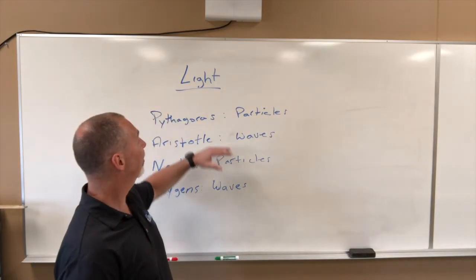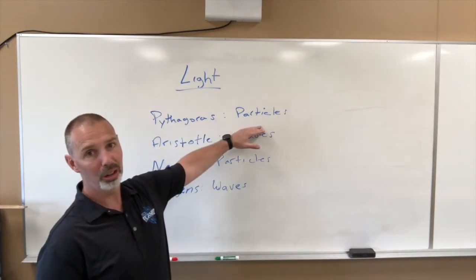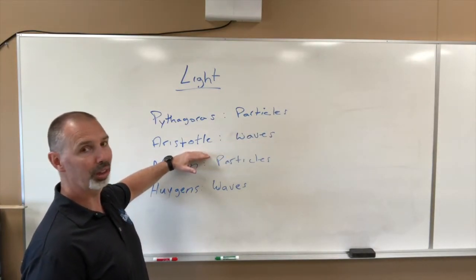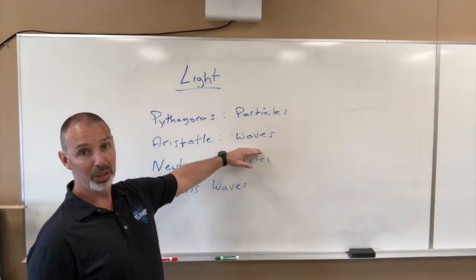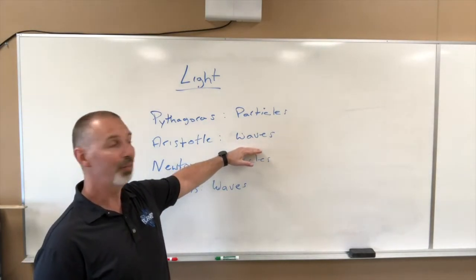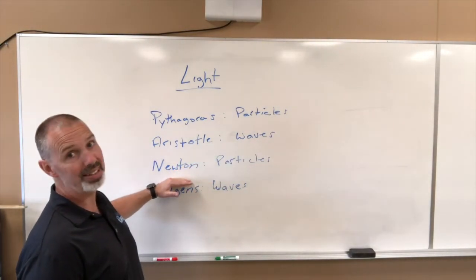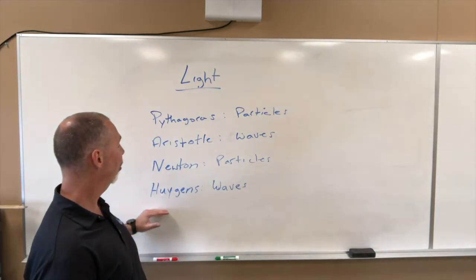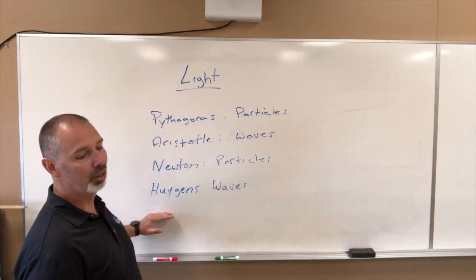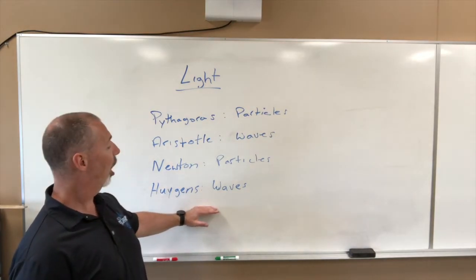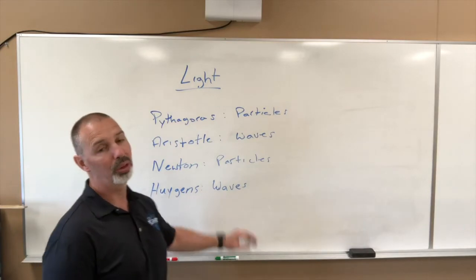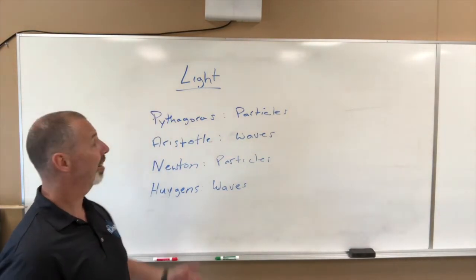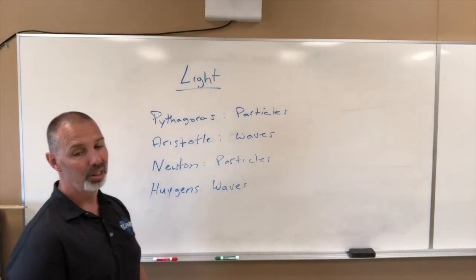We have scientists like Pythagoras who believed it was a stream of particles, and Aristotle disagreed with Pythagoras. They lived around the same time, and he believed that light was a wave. Moving forward, Isaac Newton believed that light was a stream of particles, and another scientist by the name of Christian Huygens believed they were waves. Huygens did a lot of work with light, and that's why he's listed as somebody you probably haven't heard of as a scientist. These other 3 you probably have heard of.